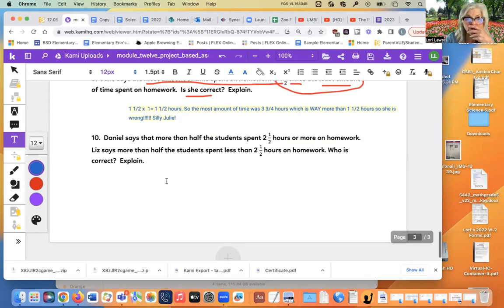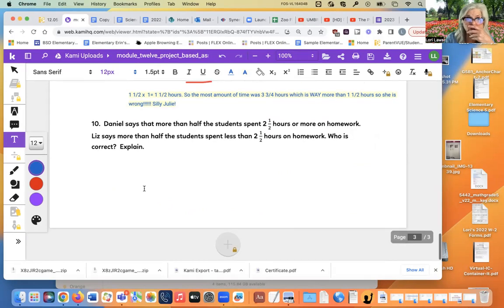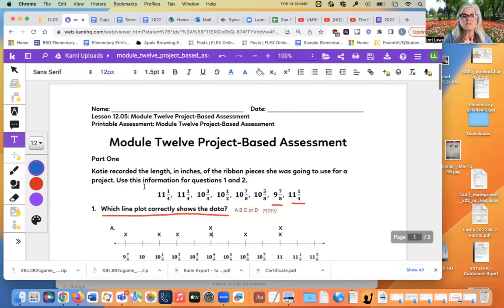And I'm not going to answer that for you. And then you have to explain. Okay? That is it. That is your Mod 12 project assessment. So I'm going to stop my share now, and you guys need to work on it.